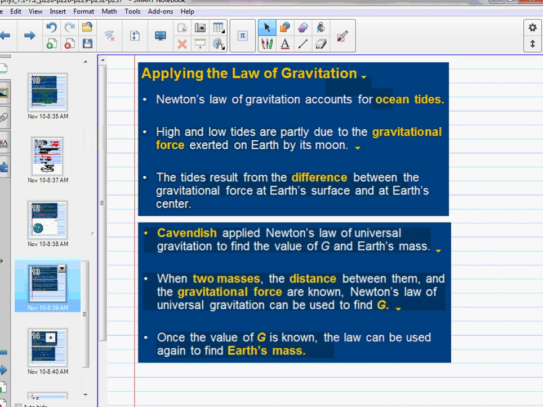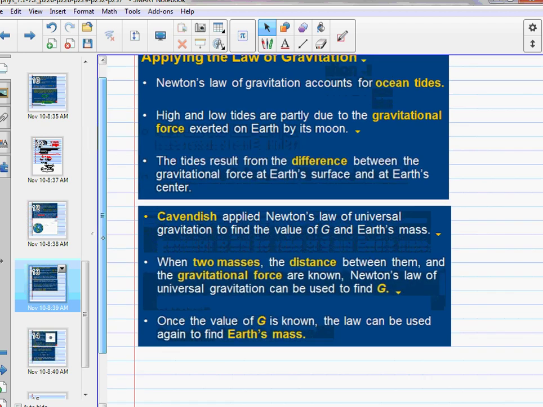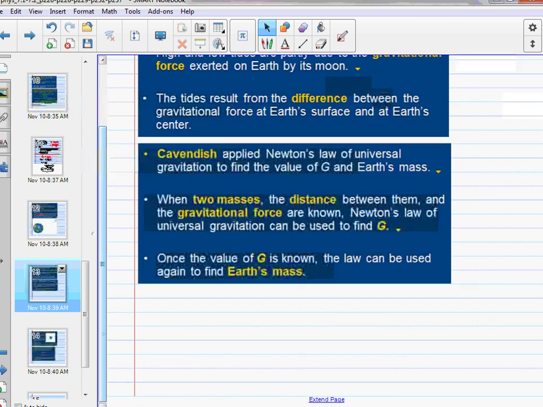Cavendish applied Newton's law of universal gravitation to find the value of g and the Earth's mass. We looked at that. Two masses, the distance between them, and the gravitational force are known. Newton's law of universal gravitation can be used to find g. Once the value of g is known, the law can be used to find Earth's mass. And that's what we did.